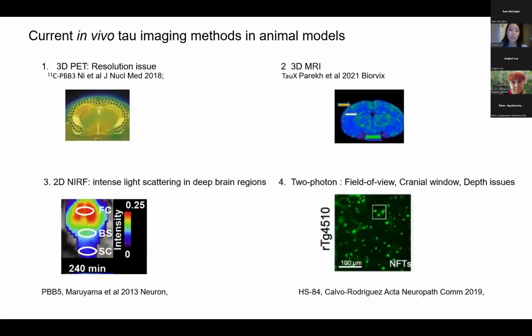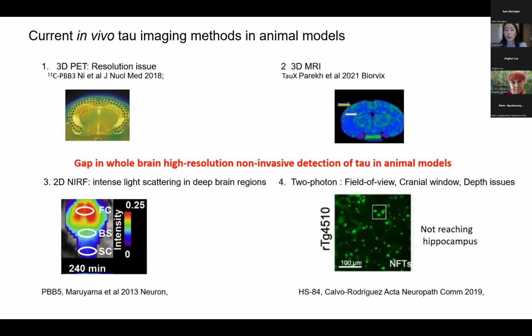And we applied a similar concept to tau imaging. So I will go through quickly. Basically, we also see a gap in whole brain high resolution imaging of tau in mouse models, based on our previous study in 3D tau PET imaging. We found we can further improve on this.